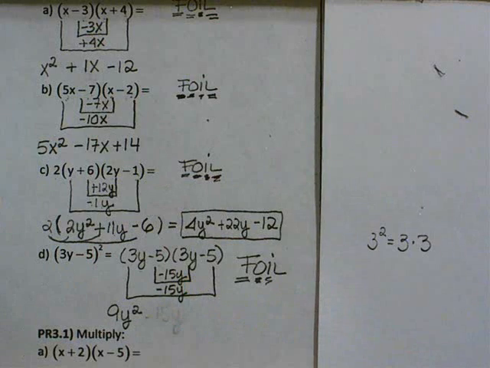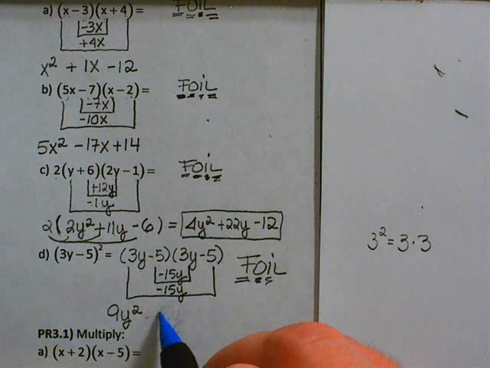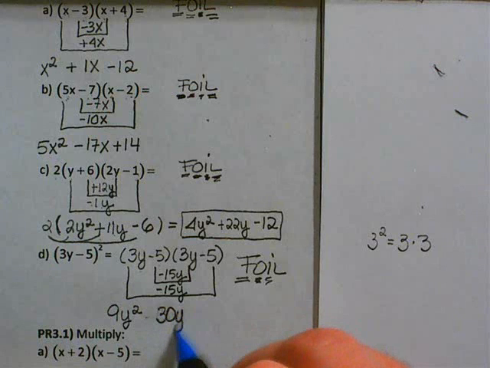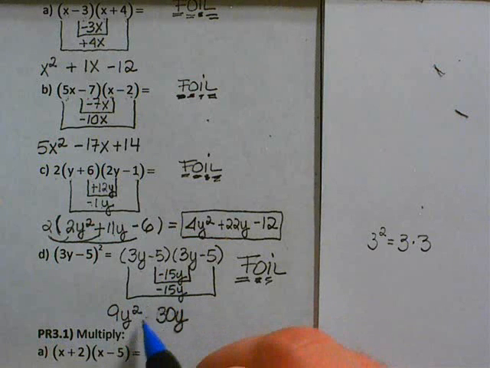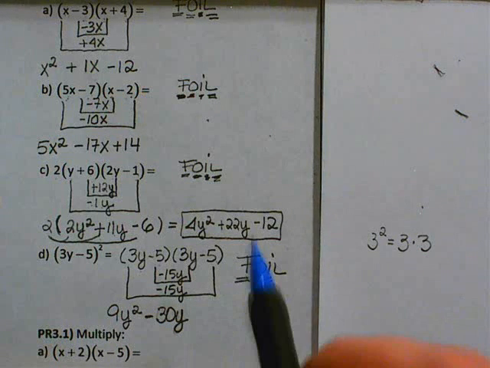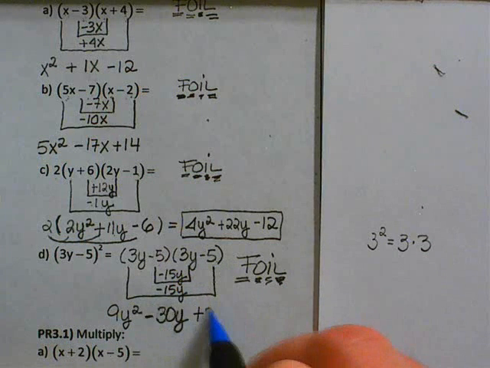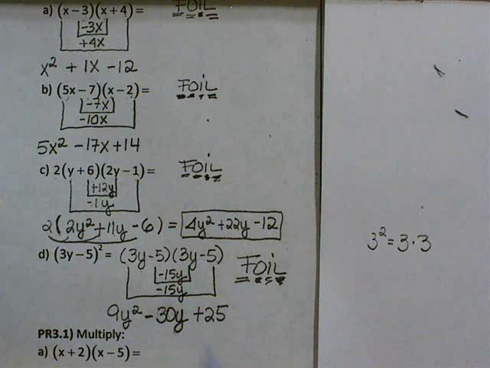Now we combine them. Signs are the same. You're supposed to add, and use the sign of the biggest, but since they're both the same, just pick one, so the sign is negative. And we're going to do the last. Negative 5 times negative 5 gives you positive 25. And that's our answer.